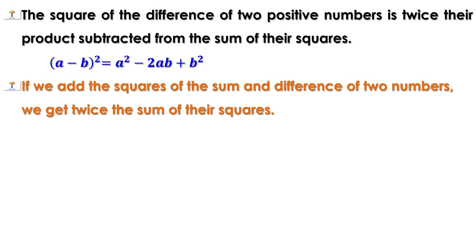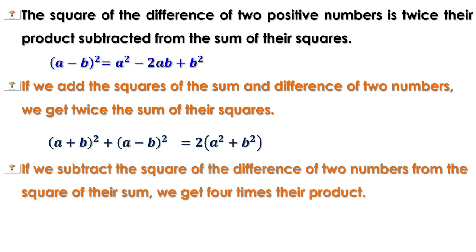If we add the squares of the sum and difference of two numbers, we get twice the sum of the squares, or (a + b)² + (a − b)² = 2(a² + b²). If we subtract the square of the difference of two numbers from the square of their sum, we get 4 times their product, or (a + b)² − (a − b)² = 4ab.